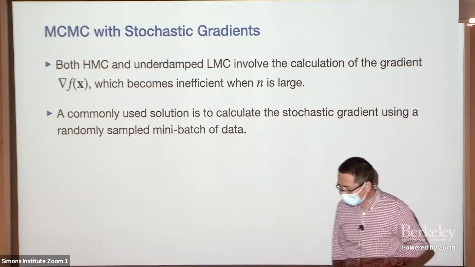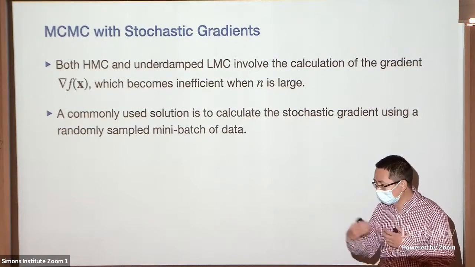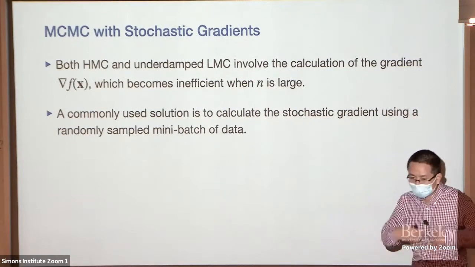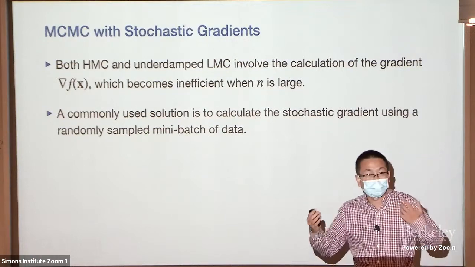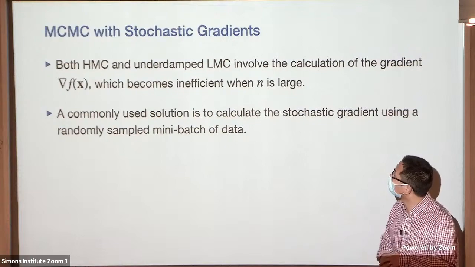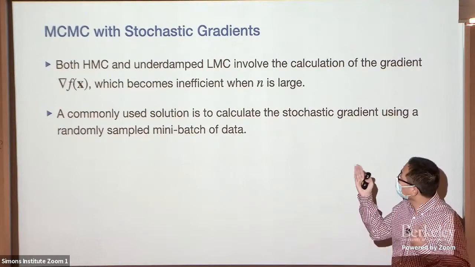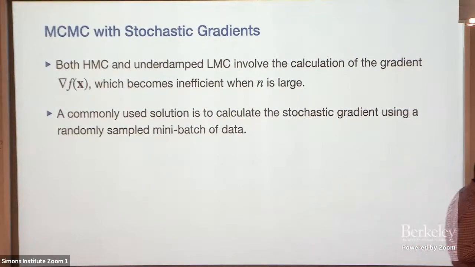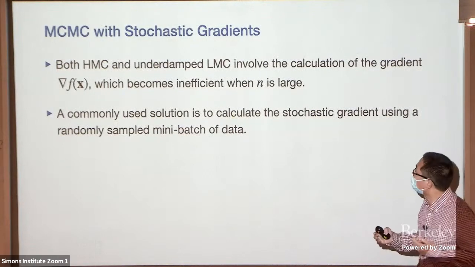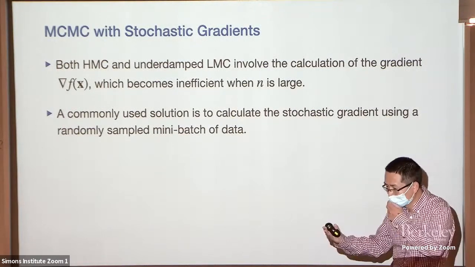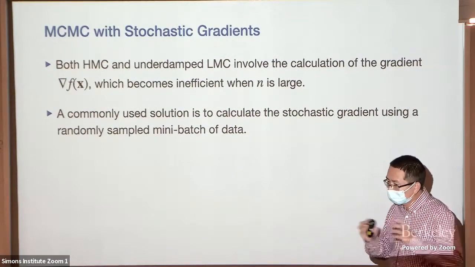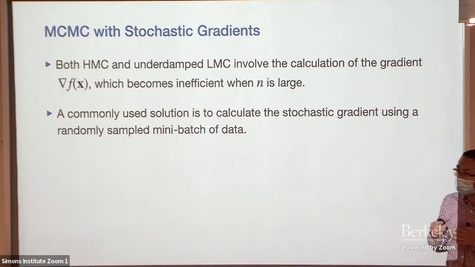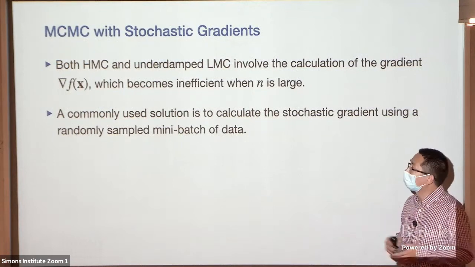Here's the question we need to think about when we apply HMC or underdamped Langevin to real sampling problems, for example, the large-scale Bayesian learning problem I just described a few minutes ago. Because both are gradient-based MCMC methods, we need to calculate the gradient. But when the data set is very large, for example, when n, the number of observations, is very big, calculating the full gradient will be very expensive computationally or even intractable.